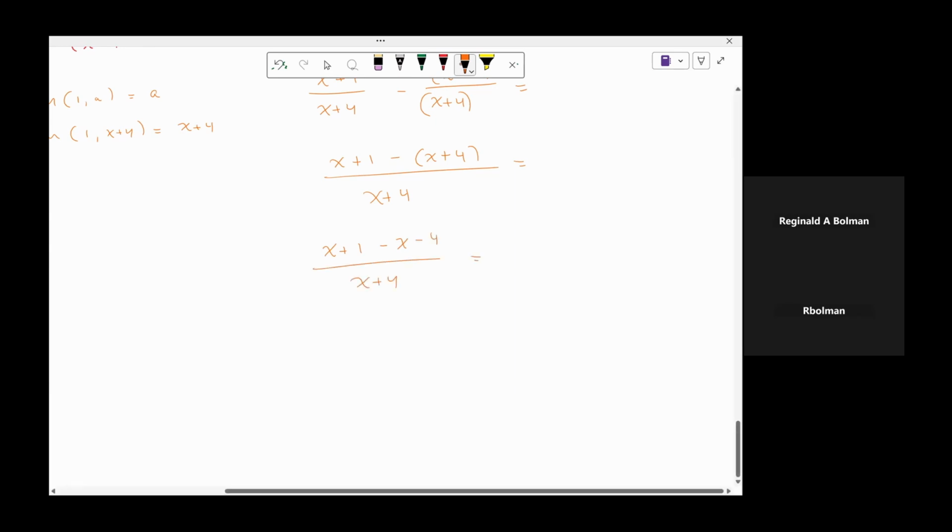And you're going to use the commutative law to combine your like terms. You'll realize that x minus x gives you 0, and 1 minus 4 gives you a negative 3. So you have negative 3 all over x plus 4. And that is your answer.